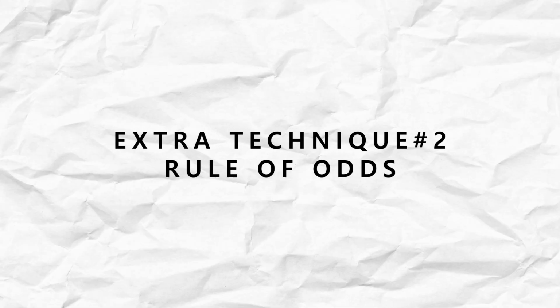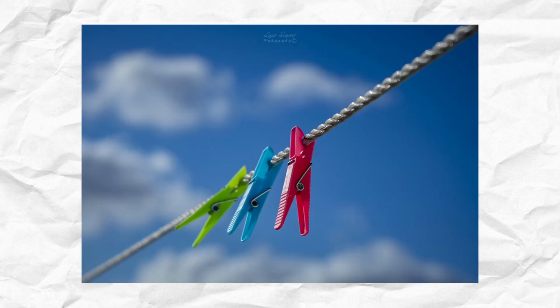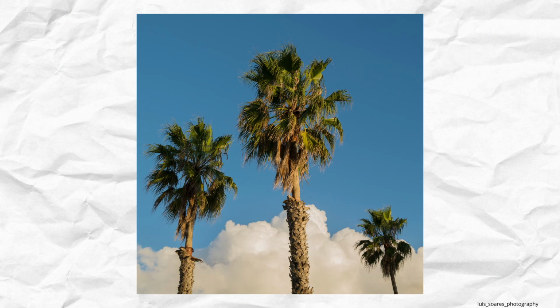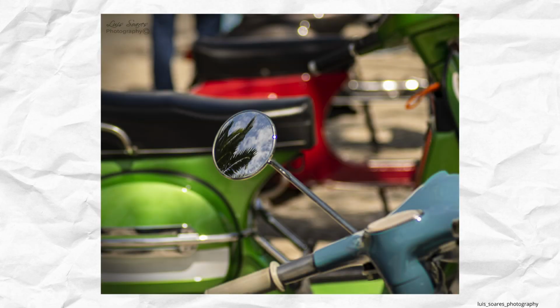Extra technique number 2, rule of odds. Simple and effective, this technique or rule creates a greater sense of balance in the image. When there's an even number of elements, the brain tends to divide the scene in half, making it static or predictable. With an odd number, there's always a central element surrounded by others, creating dynamic imbalance, something more natural and interesting to the observer.